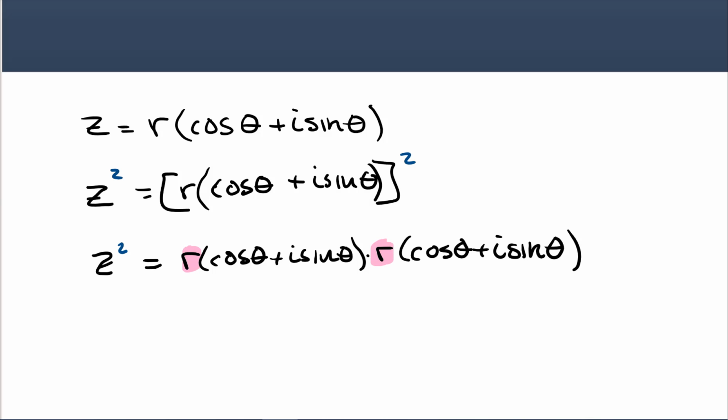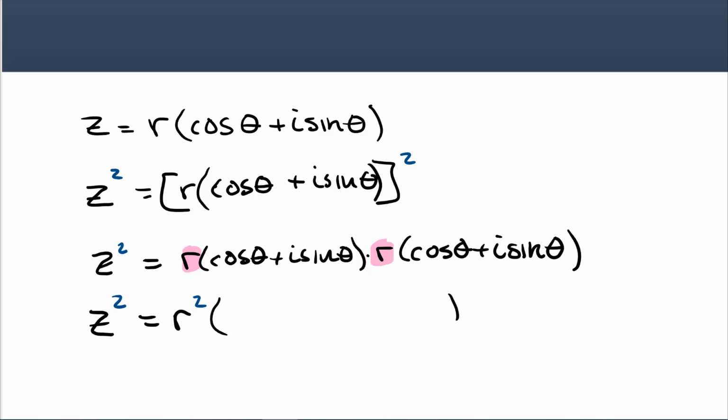r times r. Isn't that r squared? I'm pretty sure that's r squared, right? When you take r times r, you do too. You know that. So that's r squared. Oh, so it looks like whatever you're going to do to the whole function, you're going to do to the radius. Square it.